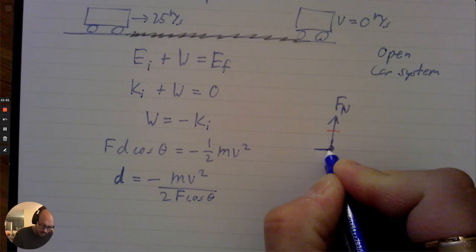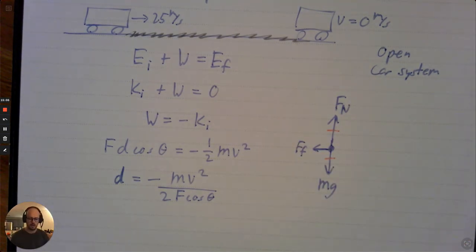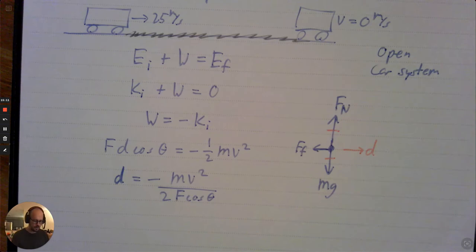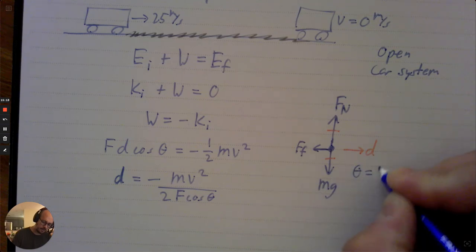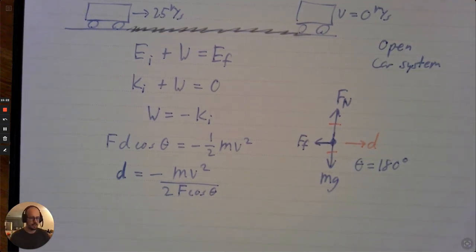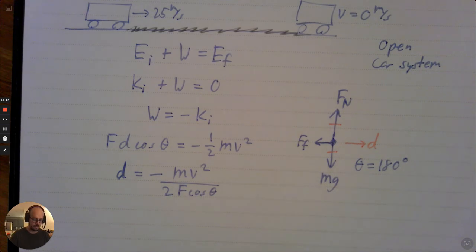And then the force of friction is acting in the opposite direction as the car is moving. And so just, to kind of remind you of things we've talked about, the displacement of the car is forward, but the force of friction is backwards. That means that theta is 180 degrees. Okay. This means that the net force on the car is the force of friction.